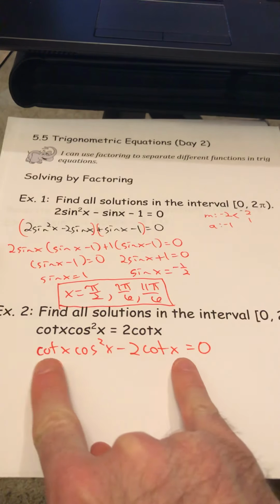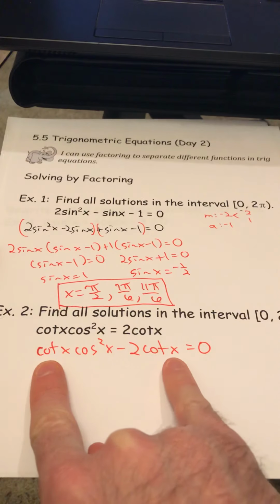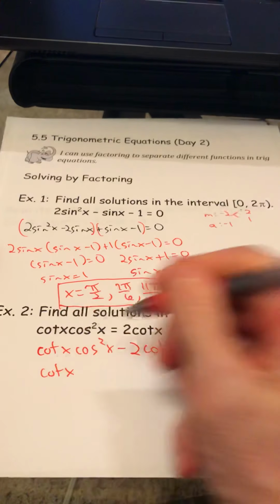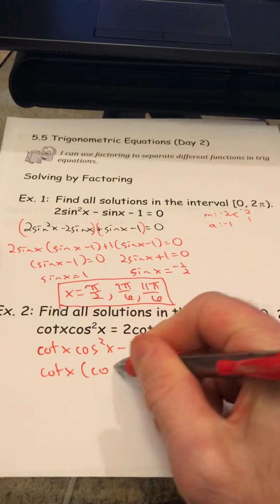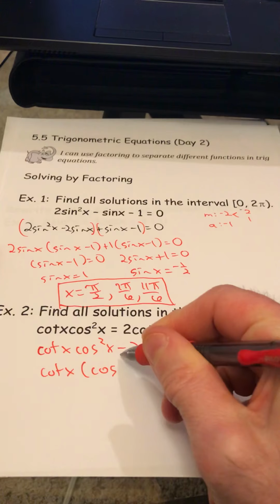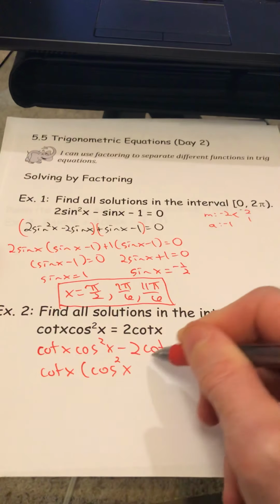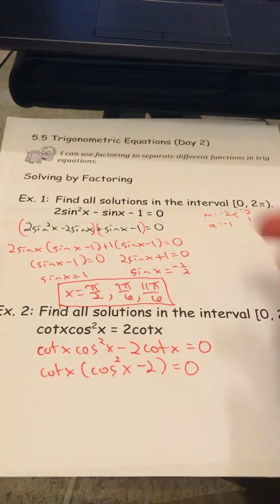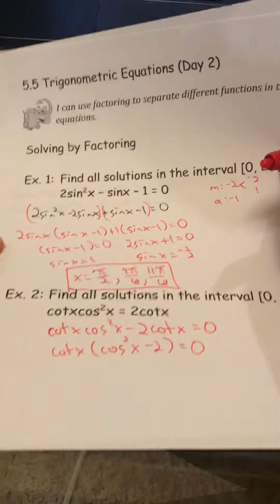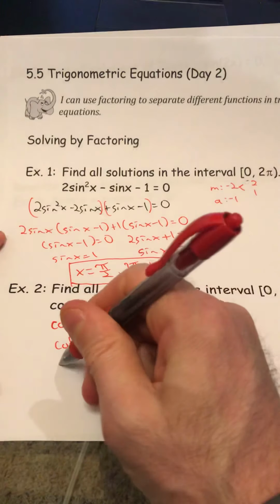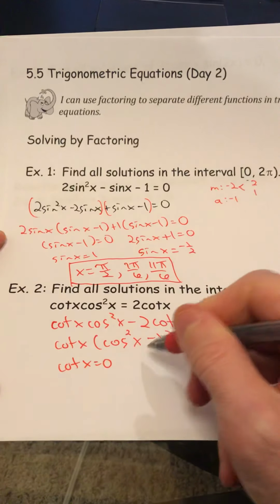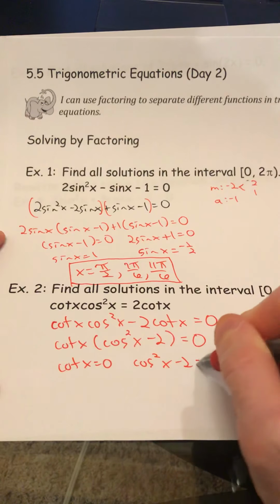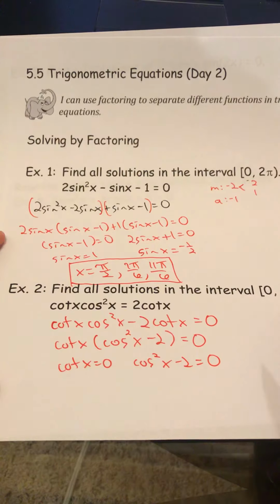Now, we have two terms. We can factor out our GCF. Our GCF, greatest common factor, will be cotangent x. And from there, we have cosine squared x minus 2 equals 0. Now, from here, cotangent x equals 0, and cosine squared x minus 2 equals 0.